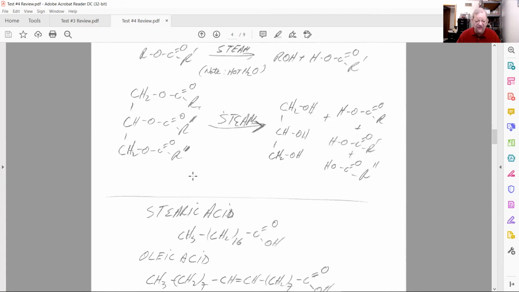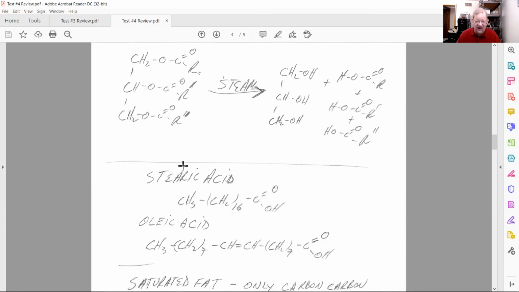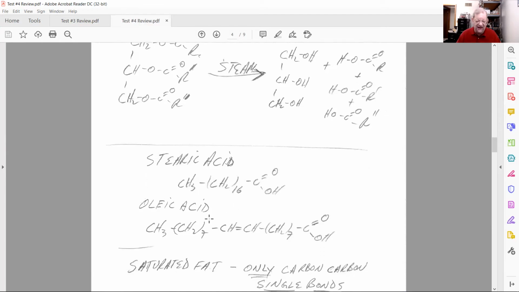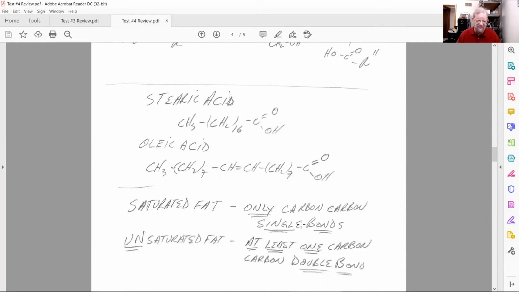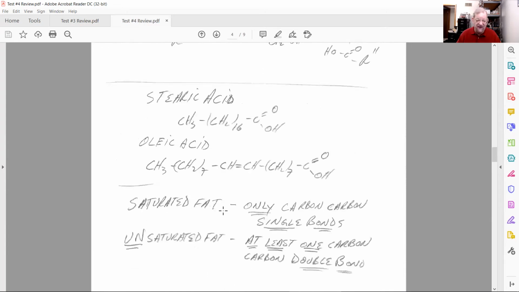I taught you 2 fatty acids. Saturated, which means no carbon-carbon double bonds: stearic acid, you should know that structure. Oleic acid has a double bond at C9, and you should know that structure. And the difference between a saturated fat, only carbon-carbon single bonds, and an unsaturated fat, at least 1 carbon-carbon double bond.